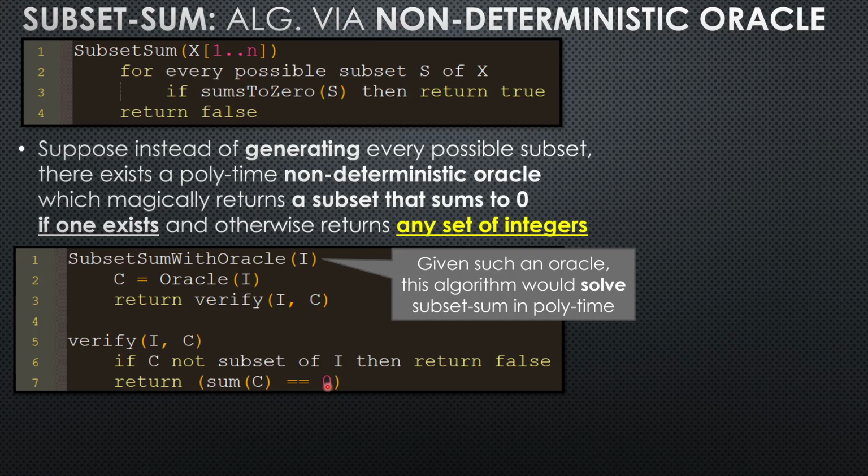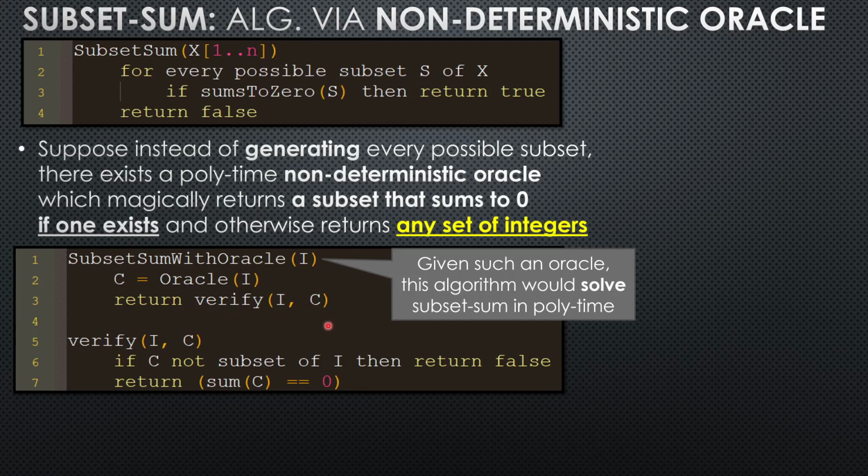And if not, well, we would have returned a subset that summed to 0 if one existed. So since what we found didn't sum to 0, that means there is none. There is no subset that sums to 0. So we should return false. And we do return false, okay?